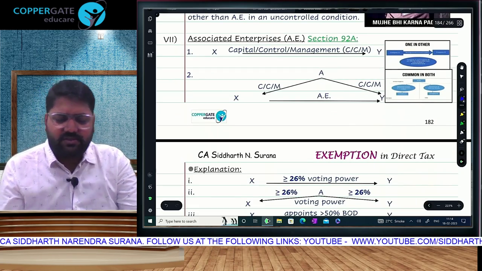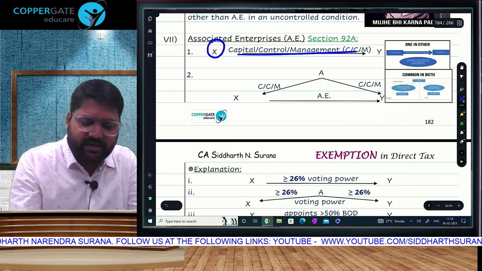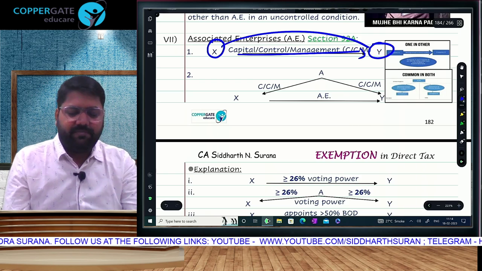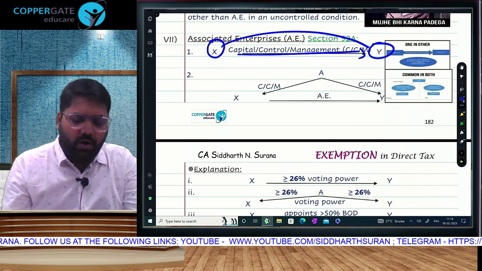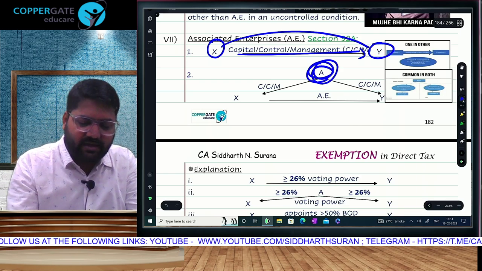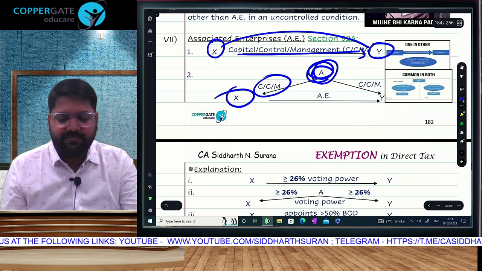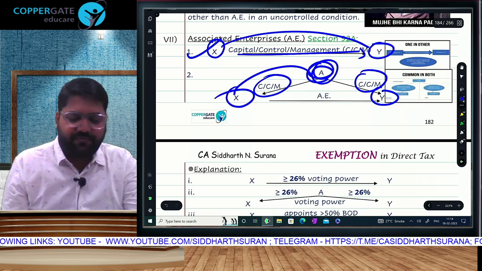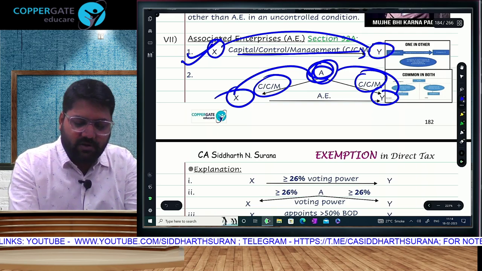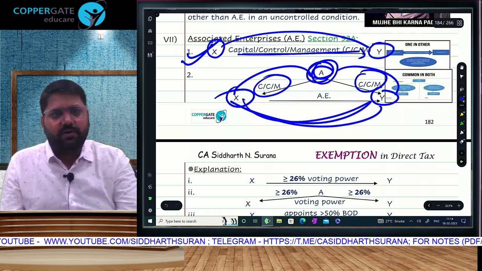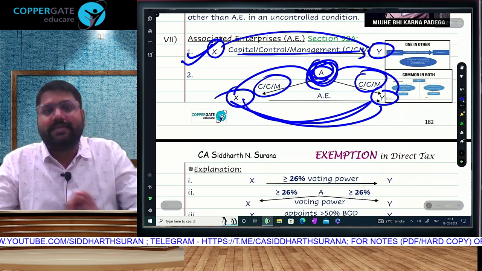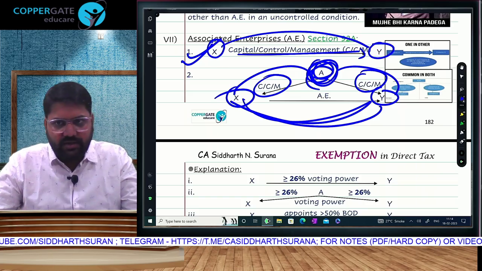What do you mean by associated enterprise? When one enterprise participates in the capital, control and management of the other enterprise, then both of them will be treated as associated. Or when a common enterprise participates in the capital, control and management of X as well as Y. So, A and X are related because of the first point. A and Y are related because of the first point. X and Y don't have anything in common with each other, but because of this common holding, X and Y will also be treated as associated enterprises.